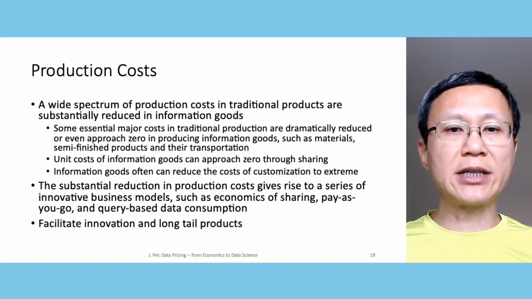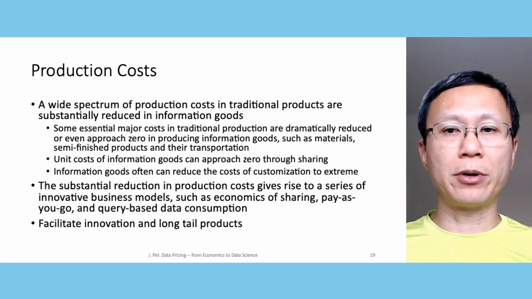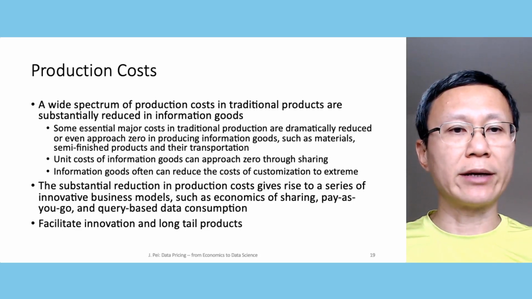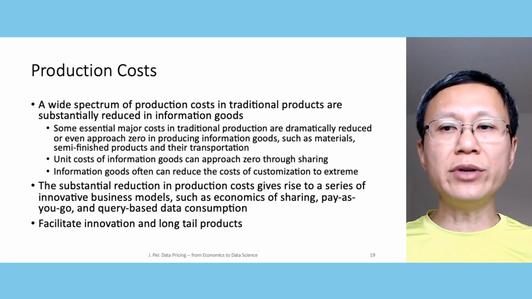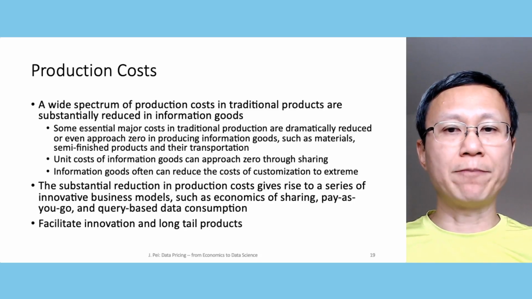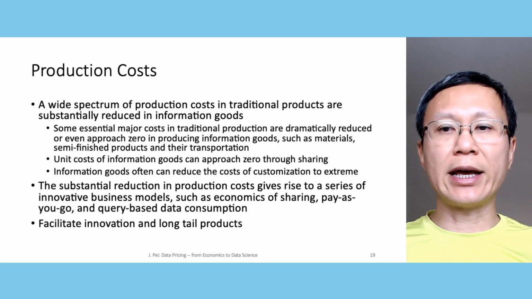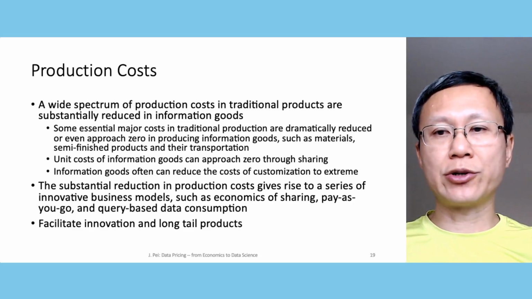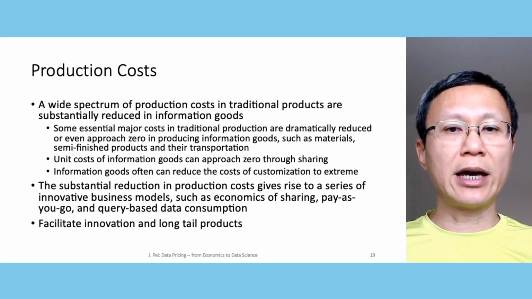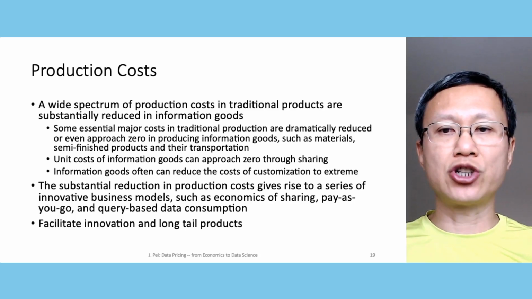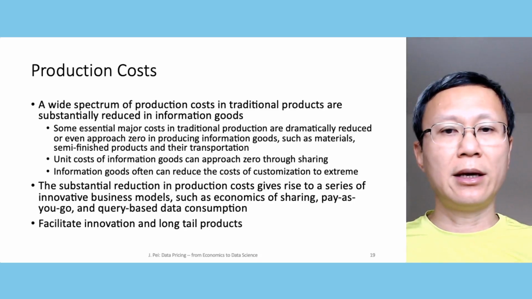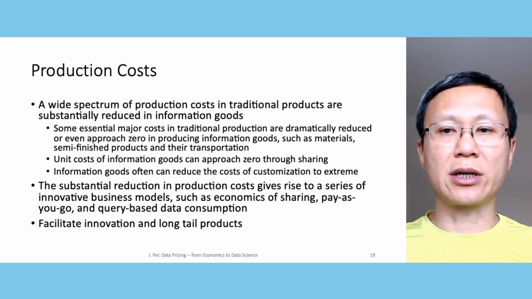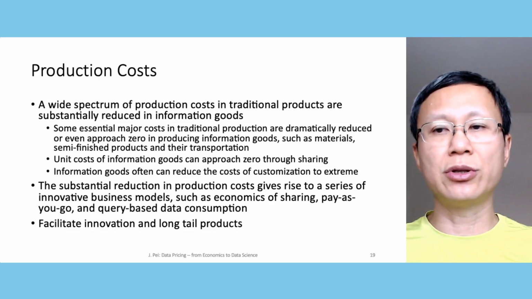Second, a substantial cost of a traditional physical product often belongs to the product itself and cannot be further reduced through sharing. The unit cost of information goods can approach zero through sharing as long as there are sufficient reuses and sales volume. Last, smart manufacturing and customer-to-manufacturing can reduce the supply chain costs in traditional physical production. Information goods often can reduce the cost of customization to extreme.